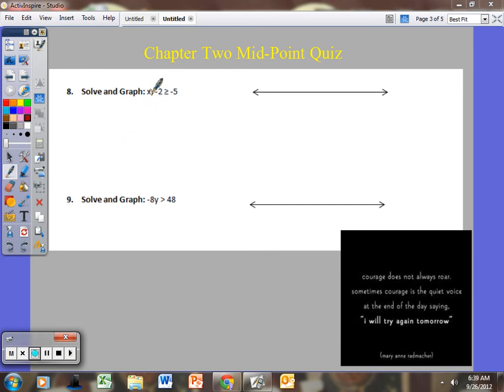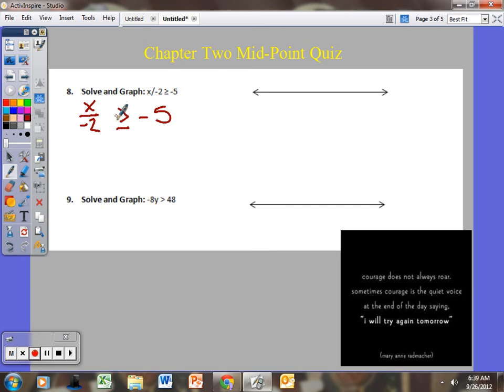First thing I do is read this problem. It says x divided by -2 is greater than or equal to -5, and it wants me to solve and graph this. I'm going to rewrite this to make it a little more friendly: x divided by -2 is greater than or equal to -5. First thing I notice, I have negative integers, and I am using division or multiplication.